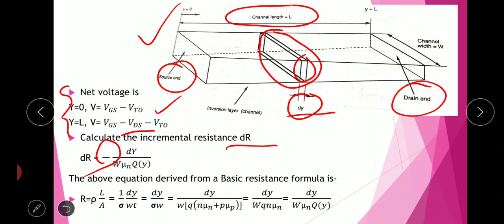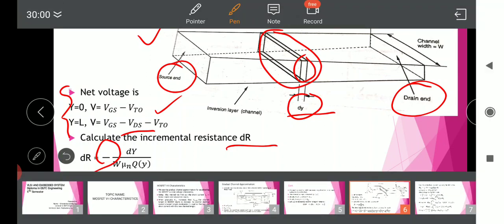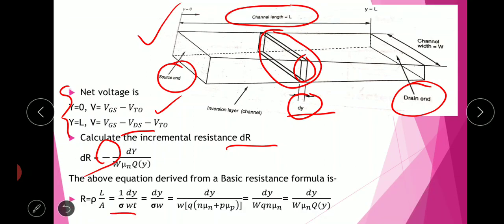So here we write 1 by sigma. Then L is the length of that fractional part, that is dy. Then area is the width into thickness, and here we consider the thickness as unity. Because of that, here we write dy by sigma into w.